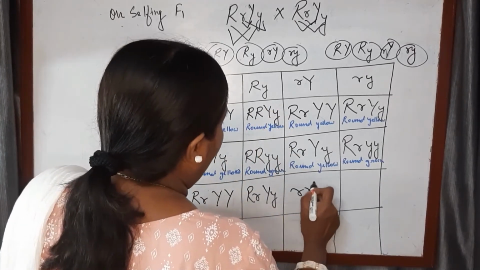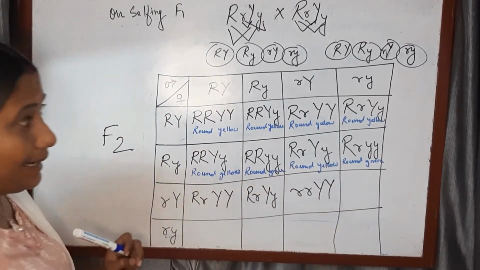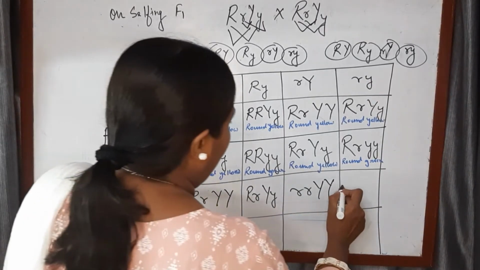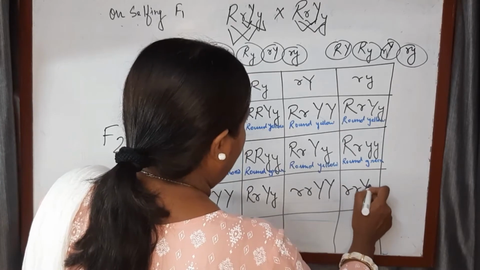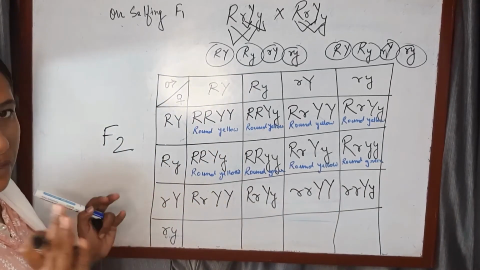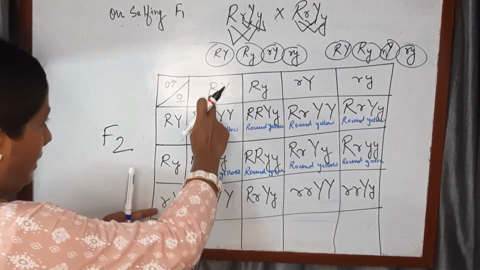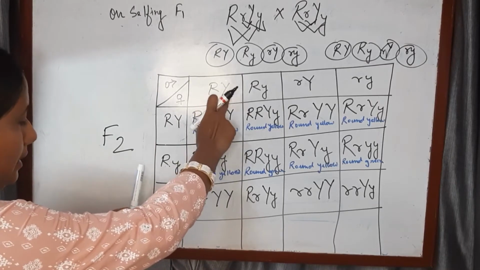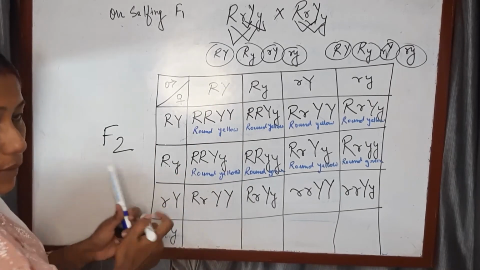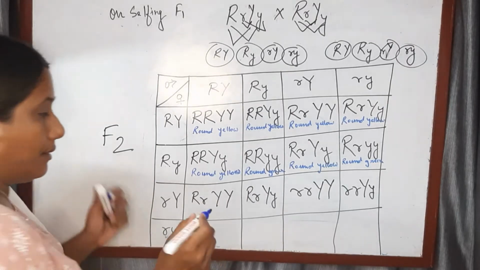Small r, capital Y. Again, a new combination. Here too, small r, capital Y, small y. Now check this. Capital R, capital Y. Heterozygous round but homozygous yellow.